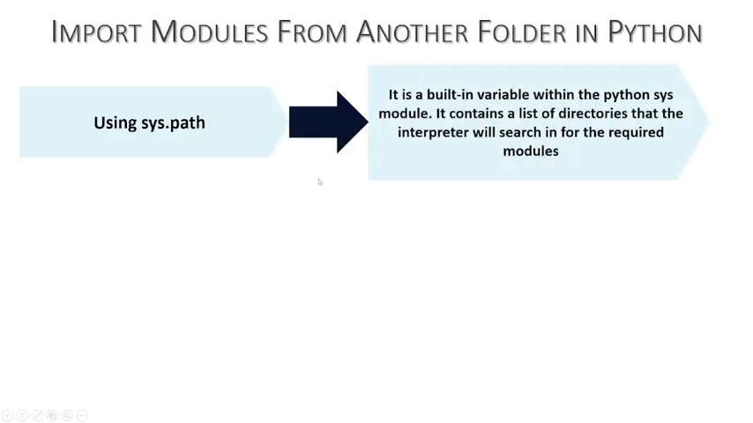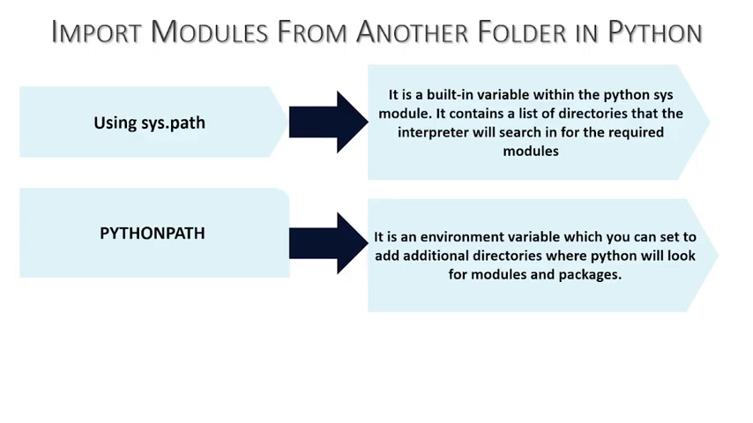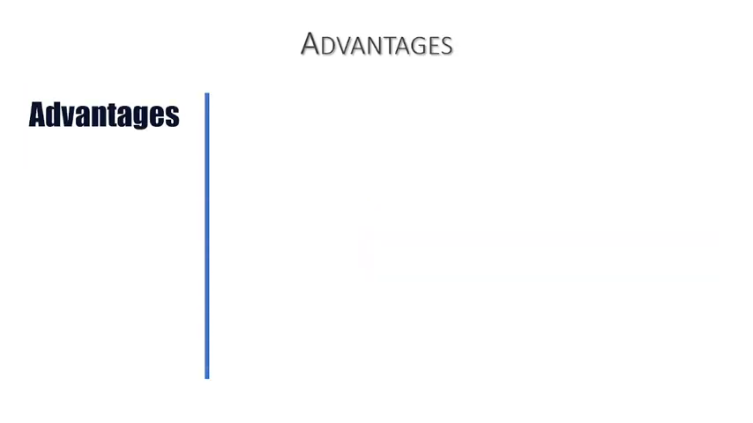Now there is the question of how we can import modules from another folder in Python. There are two different ways, using sys.path. It is a built-in variable within the Python sys module. It contains the list of directories that the interpreter will search. I am going to make another video defining sys.path as well as PYTHONPATH, which are used to import modules from another folder.